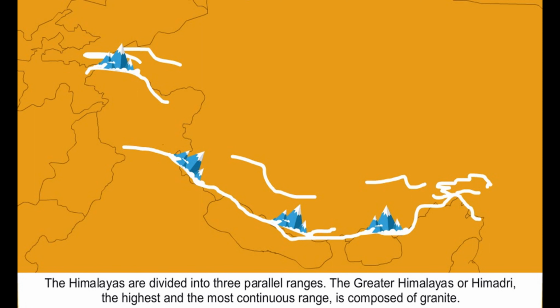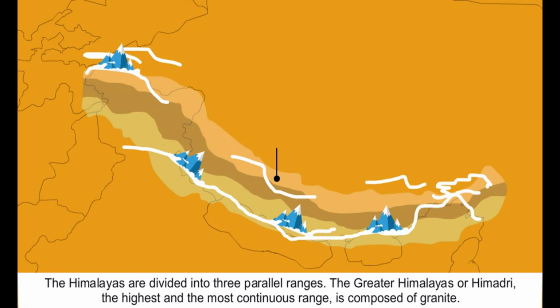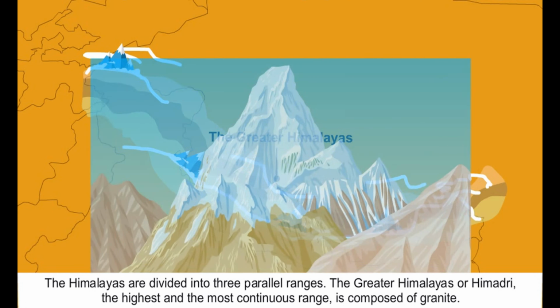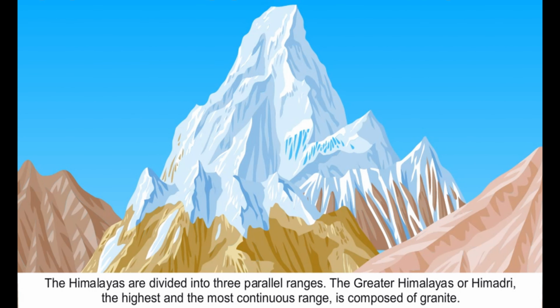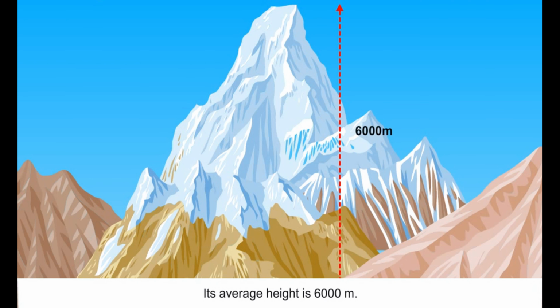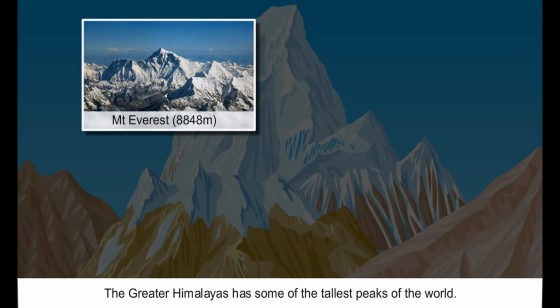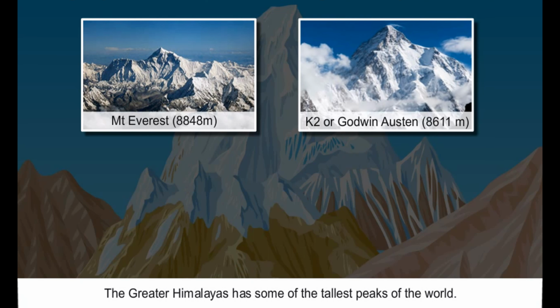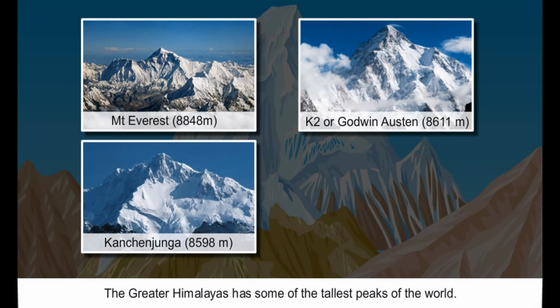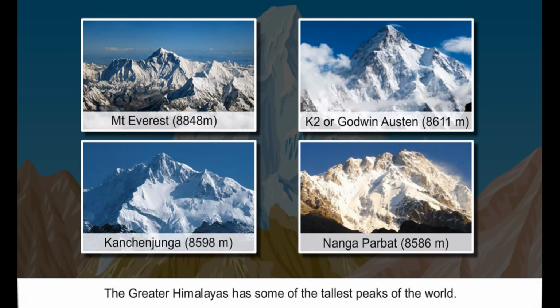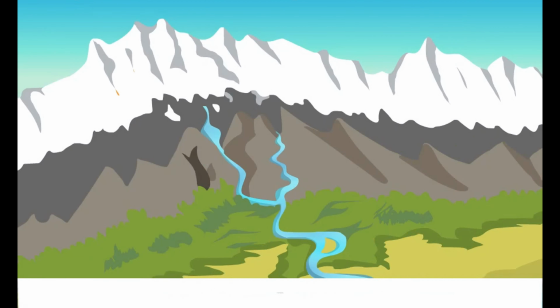The Himalayas are divided into three parallel ranges. The Greater Himalayas or Himadri, the highest and the most continuous range, is composed of granite. Its average height is 6,000 meters. It has some of the tallest peaks of the world, like Mount Everest, 8,848 meters, K2 or Godwin-Austen, 8,611 meters, Kanchenjunga, 8,598 meters, and the Nanga Parbat, 8,586 meters. Rivers Ganga and Yamuna originate in this range.